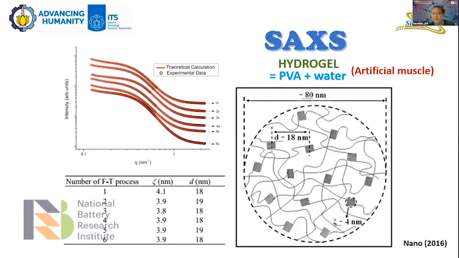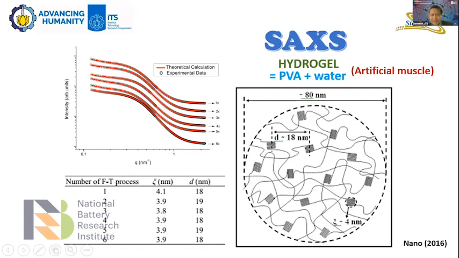Next, we are also using SANS for the hydrogel. This is hydrogel, polyvinyl alcohol plus water. If we add some magnetic nanoparticles, we can have a magnetic hydrogel. This is for artificial muscle in biomedical application. And this is the same analysis with the SANS here, now from one curve to another.